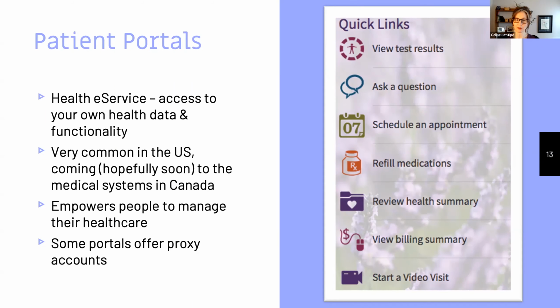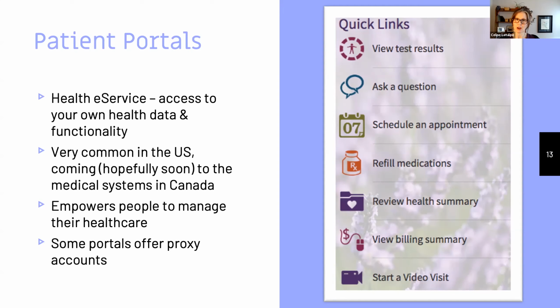These are all over the place in the US because Obamacare, the Affordable Care Act, mandated that hospitals had to have these and had to show that patients were using them. And if they didn't, then they didn't get their Medicare reimbursement. So there was a huge incentive to put these systems out there and make them work. And I have to say, after living in the US for 14 years and using these systems for myself and my children, they are excellent. They are really wonderful at empowering you with managing your own healthcare.